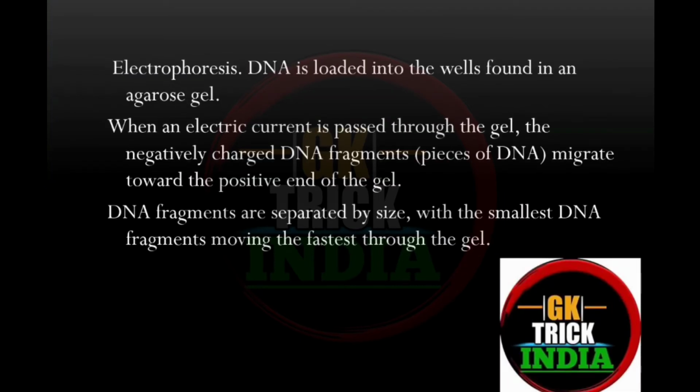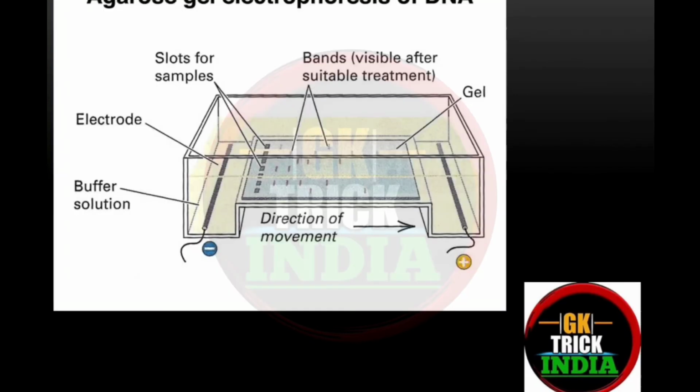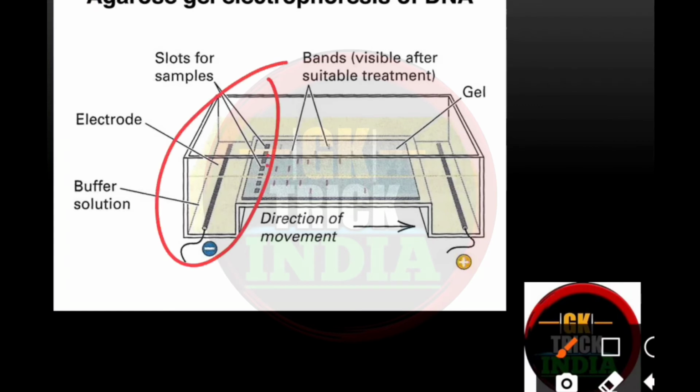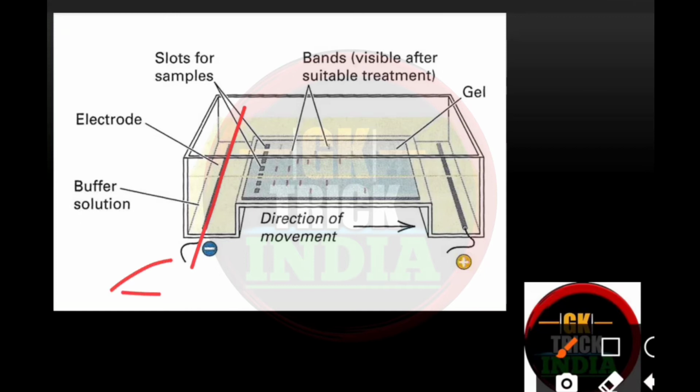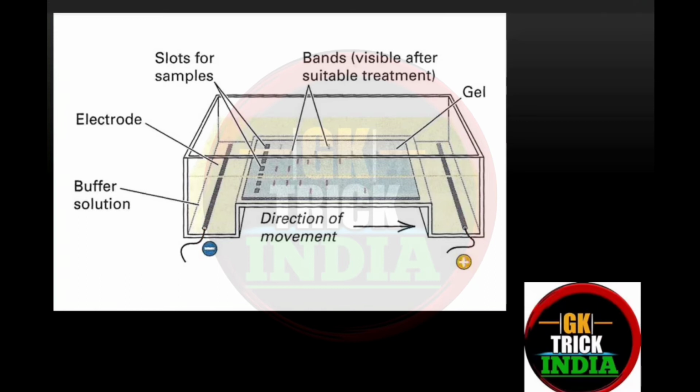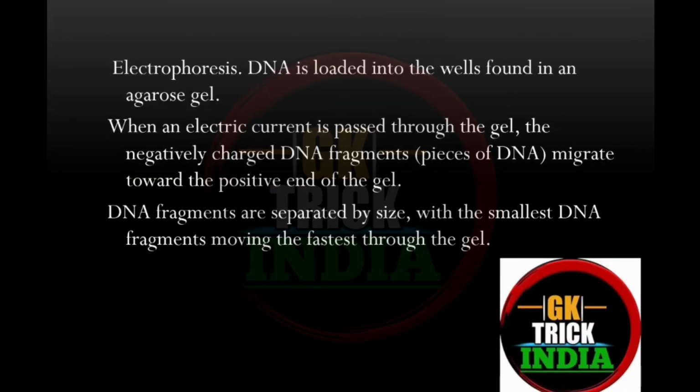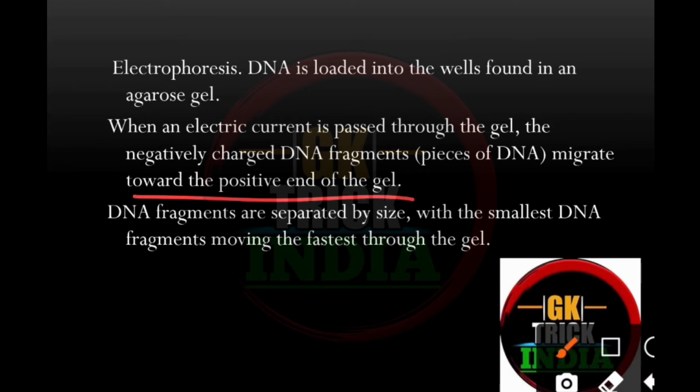The final important step is electrophoresis. DNA is loaded into the well. Two electrodes are given, one connected to the negative side and the other with a positive charge. When current is passed through it, DNA fragments migrate through the gel towards the positive end of the gel. DNA fragments are separated by size, because the smallest DNA fragments can move faster through the gel.